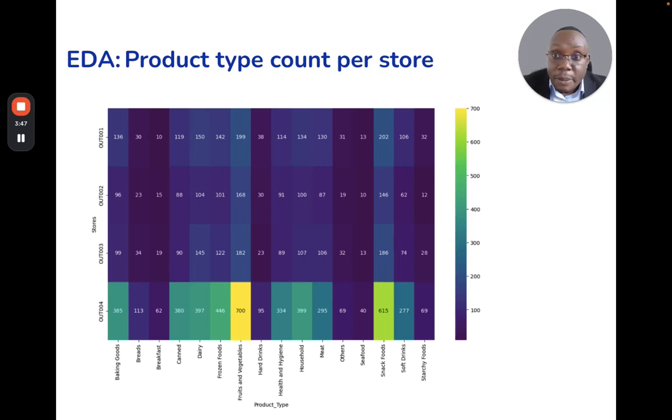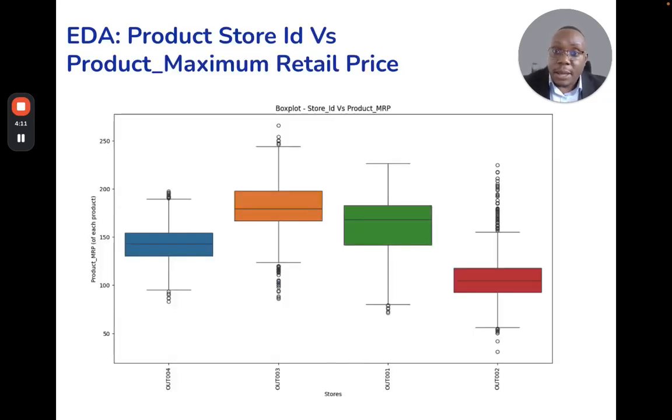This is further confirmed by this heat map, which shows clearly that outlet 4 has the highest quantities of sales across all product categories, with fruits and vegetables reaching 700 items sold across this period. So confirming really the previous analysis. We also found that the product maximum retail price was in the same range across the stores, which is consistent.